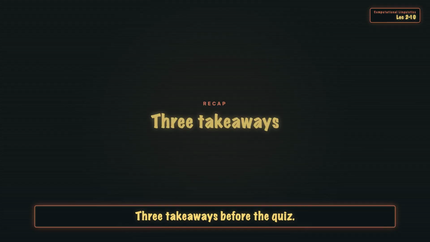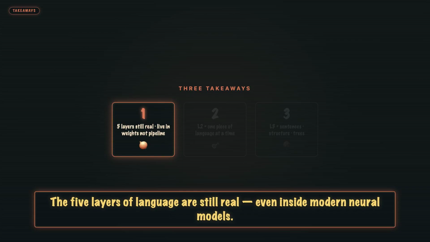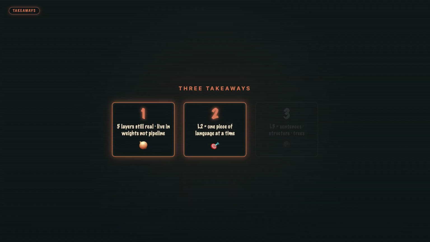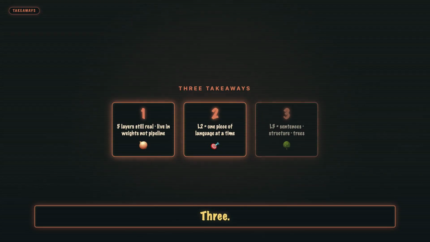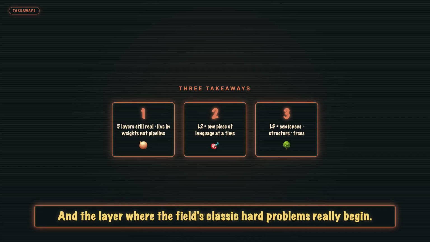3 takeaways before the quiz. 1. The 5 layers of language are still real, even inside modern neural models. They live in the weights instead of the pipeline. 2. Everything Lecture 2 covered, Phonology through Subword, was about a computer handling one piece of language at a time. 3. Lecture 3 is about sentences, structure, trees, and the layer where the field's classic hard problems really begin.